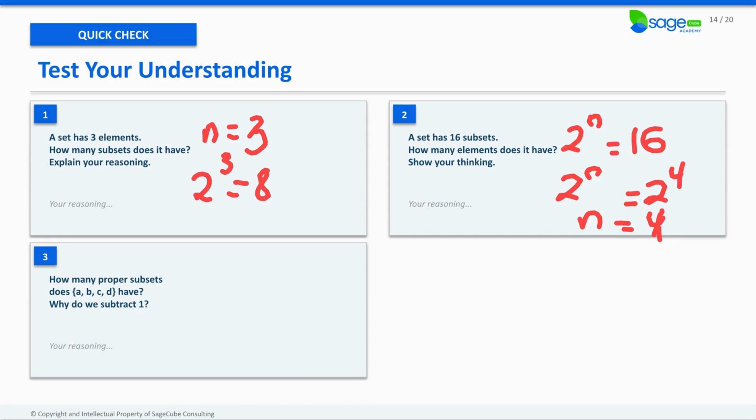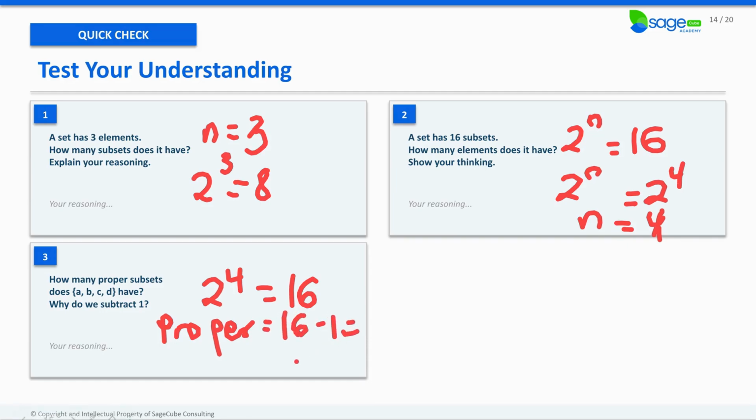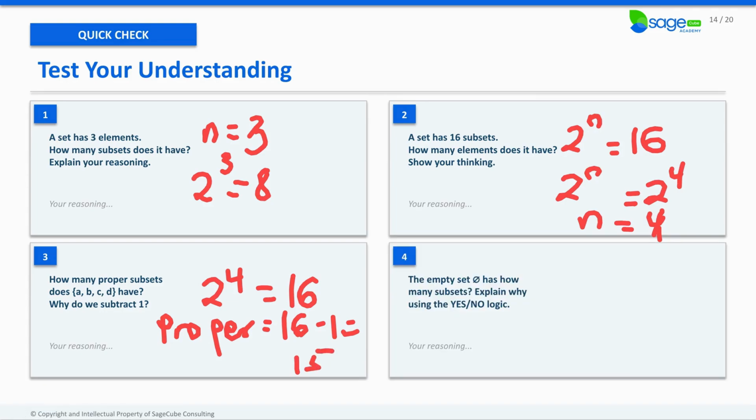How many proper subsets does A, B, C, D have? Proper subsets. So we already know 4 elements will be 16, right? So 2 exponent 4, we have 16. But proper means we have to subtract the full set. So 16 minus 1, and that's 15 proper subsets.